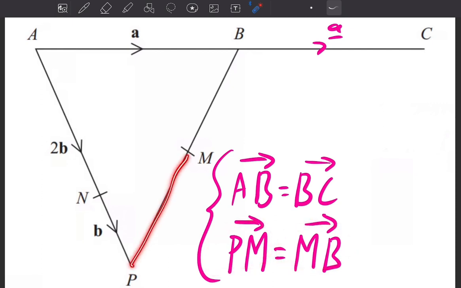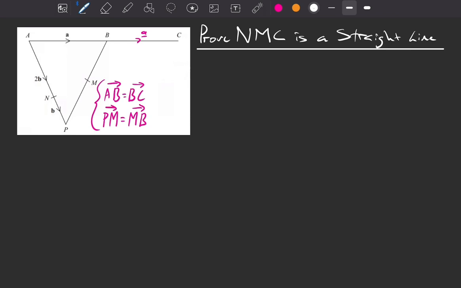And we've got that PM is equal to MB. So that tells us these two little sections are identical. So effectively M is the midpoint there. So the goal of our problem then is to prove that NMC is a straight line. So N to M and M to C. Looks like a straight line in the diagram. Hopefully we can prove that too.